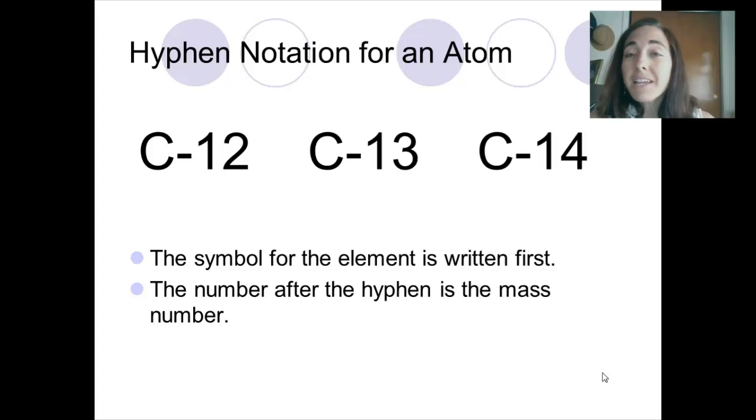Let's take a look at the hyphen notation. Here are those same 3 isotopes of carbon, carbon 12, carbon 13, and carbon 14. The way that you write the hyphen notation is to put the symbol for the element first, followed by a hyphen. That's why it's called a hyphen notation. And then you put the mass number. For carbon, it's either 12, 13, or 14.